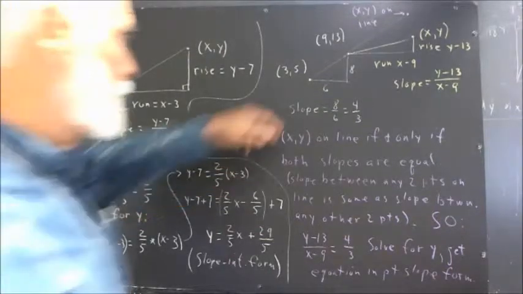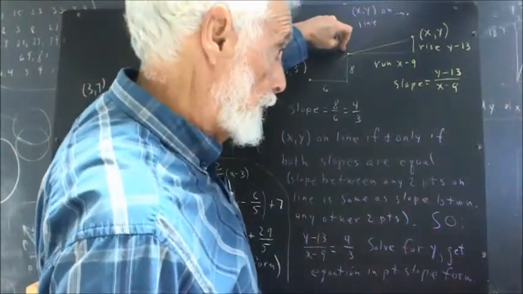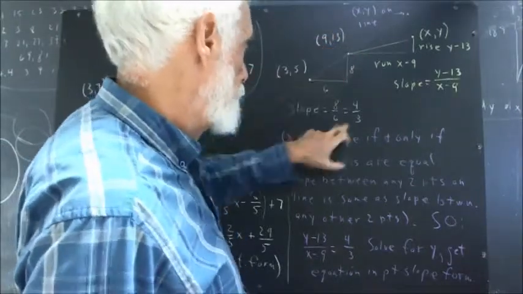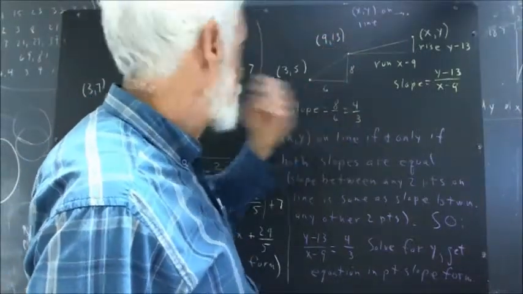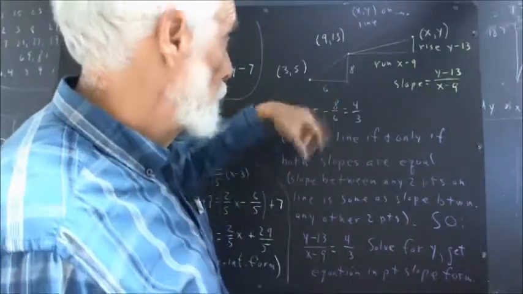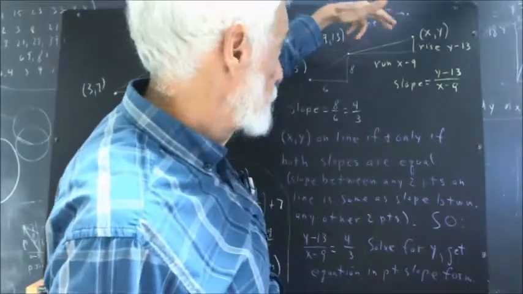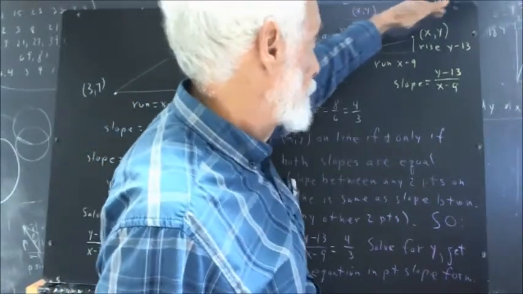Next question, you were given the point (3, 5) and the point (9, 13), asked to do the fundamental triangle there and calculate its slope, just the slope. We get 4/3, that's very straightforward. Then we put another point out there somewhere, doesn't matter where, and we call it (x, y).